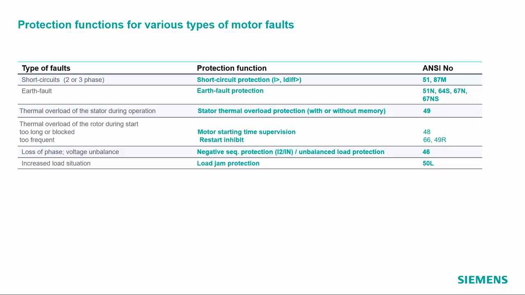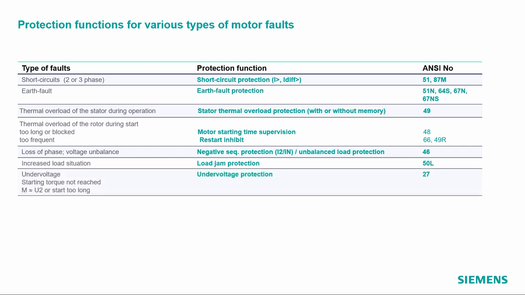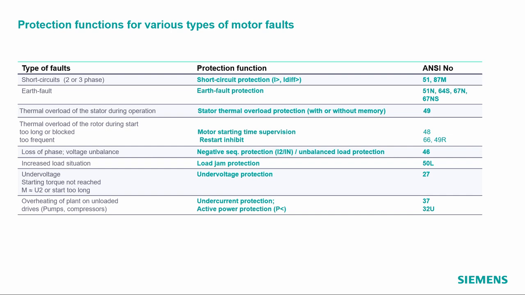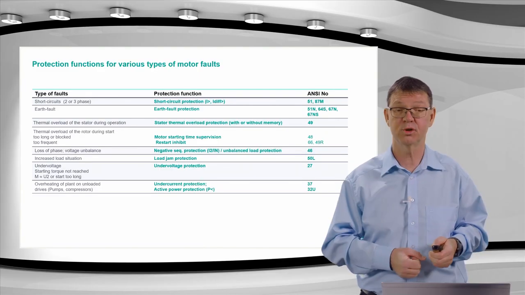Okay, increased load situation. So you have a working machine and something blocks in there, and then suddenly the load current jumps up. For this we have a so-called load jump protection, and this is basically an overcurrent protection function. Then undervoltage protection for the situation when the voltage is too low, just to prevent a too long start. If I know I cannot start up, then I can stop that right at the beginning, and for this I have, for example, the undervoltage protection function. Overheating of plant or unloaded drives. This is more protection of the working machine, which is behind the motor, and we can detect the situation looking at the current. If the current is lower than normally, whatever is normal, then we can give an alarm or trip the motor, because then we can conclude probably there is no load on the machine.